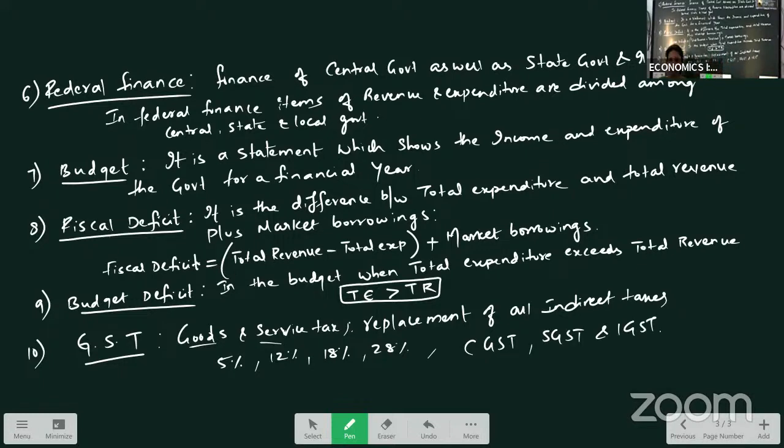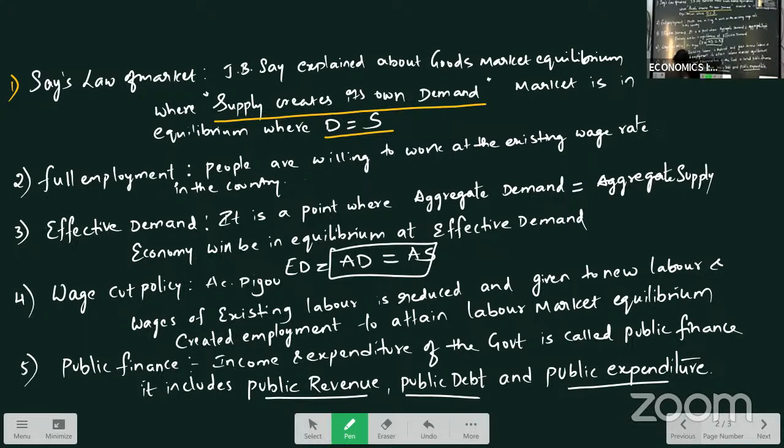So just for 2 marks, you write down this much. GST is the goods and service tax. It is a replacement of all indirect taxes. The various slabs in GST are 5%, 12%, 18% and 28%. The different types of GSTs that are collected in the country are CGST, SGST and IGST. So these are the various VSAQs you have to prepare from this chapter. Just go through these one.